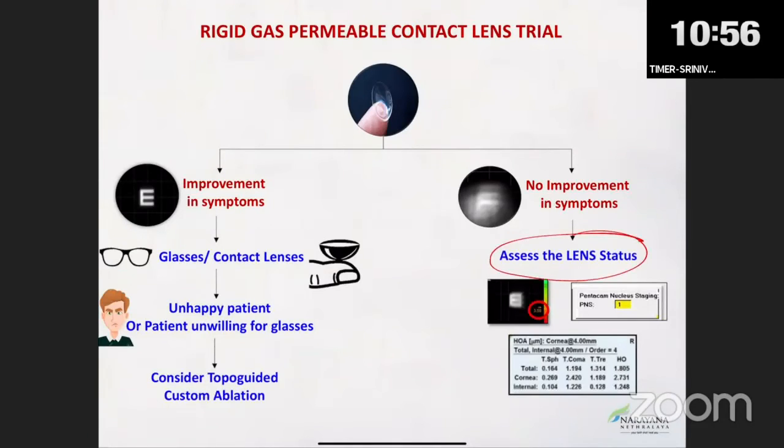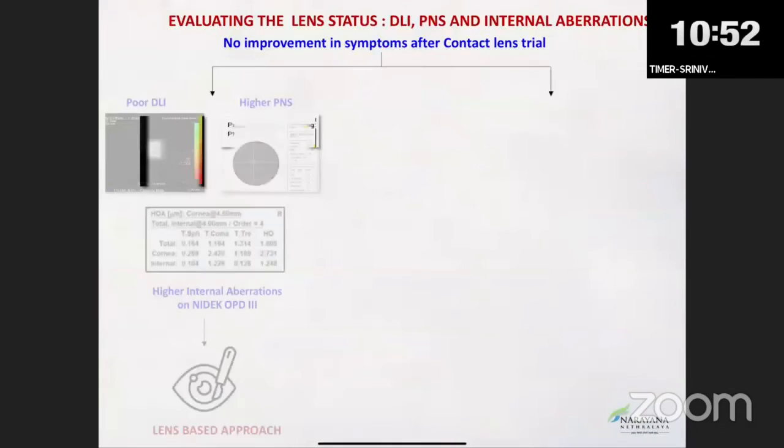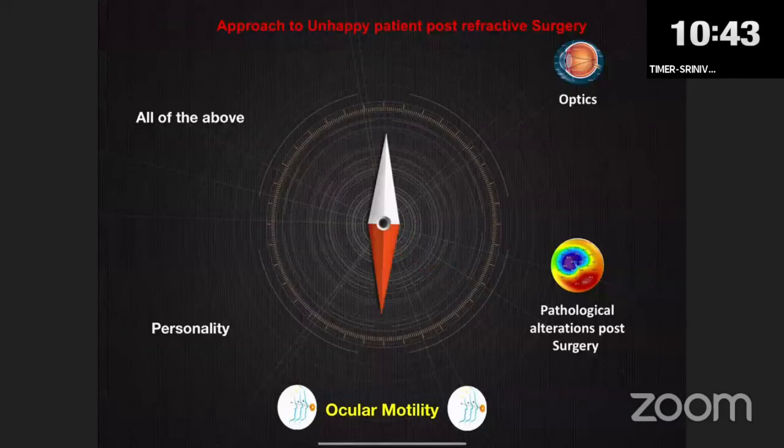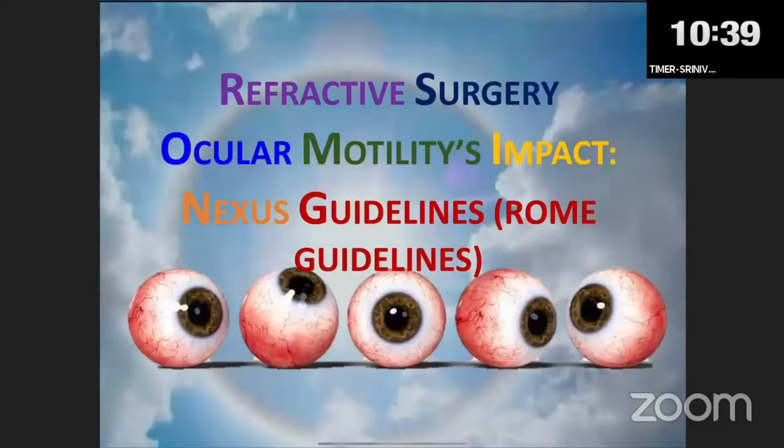Lens status is very important, and your DLI or PNS reading on the Pentacam is very useful. And if you don't have the eye trace, you can even use the internal aberration from the OPD-3 scanners. Ocular motility is one of the most important factors in today's world, especially under lockdown, when 99% of them are doing some kind of excessive work with visual monitors. The most important thing is your ocular motility.